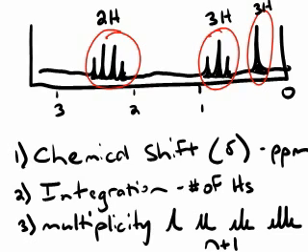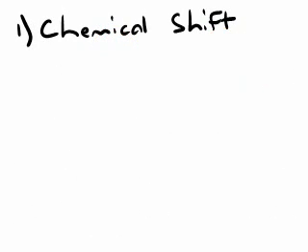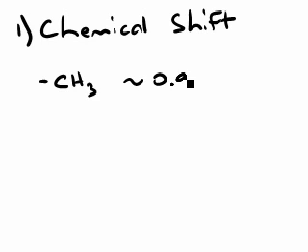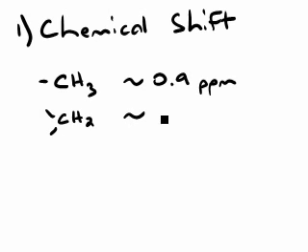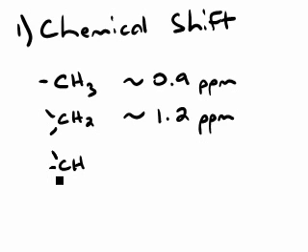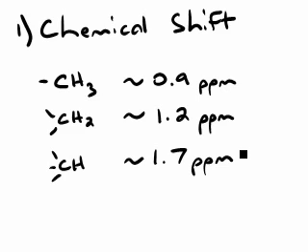Let's go through each of these one by one, starting with the chemical shift. Let's just give some rules of thumb here. A CH3 group is generally going to show up at around 0.9 ppm. A CH2 group is generally going to show up at around 1.2 ppm. And a CH group is generally going to show up at around 1.7 ppm. We need to add to these numbers when any one of these groups is next to something else.